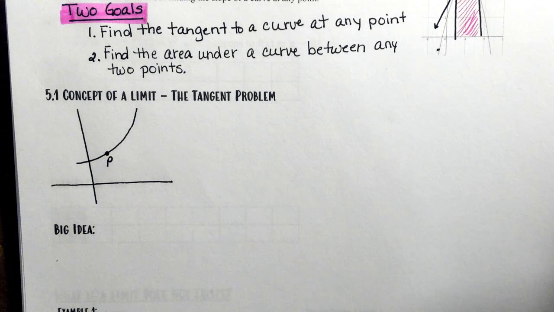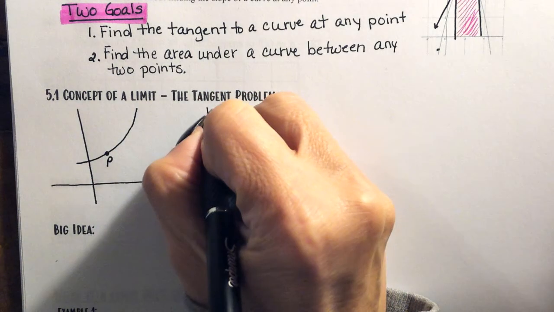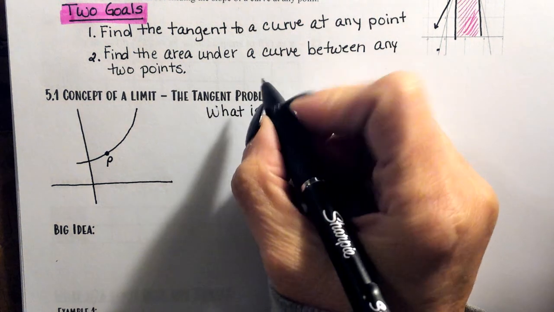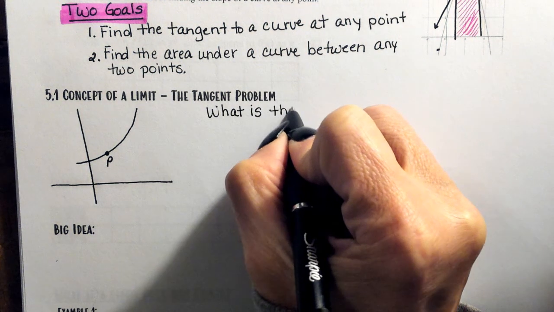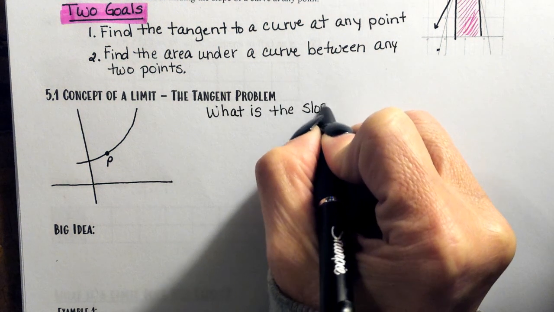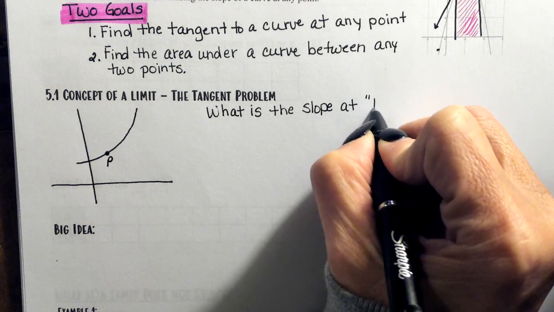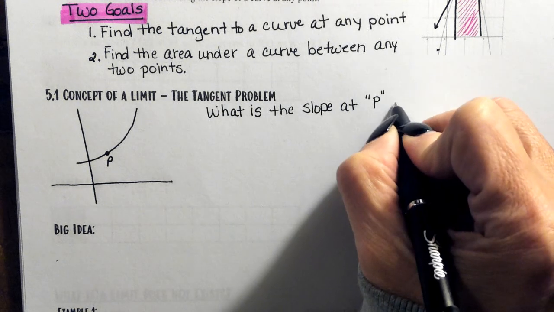Okay, so I want to know, let's just write this here: what is the slope at the point P on this curve?